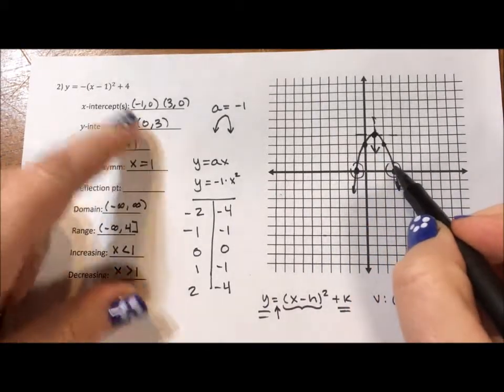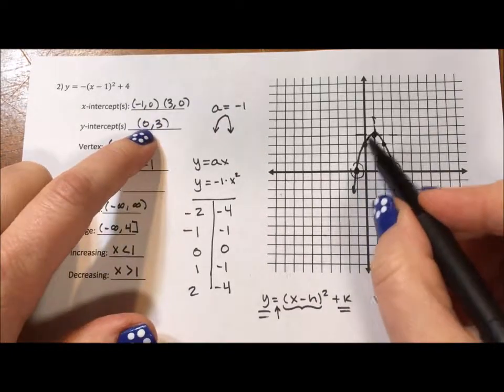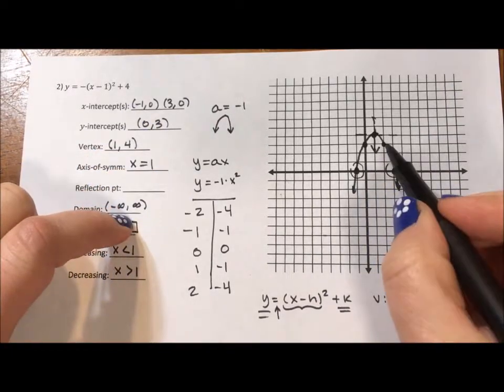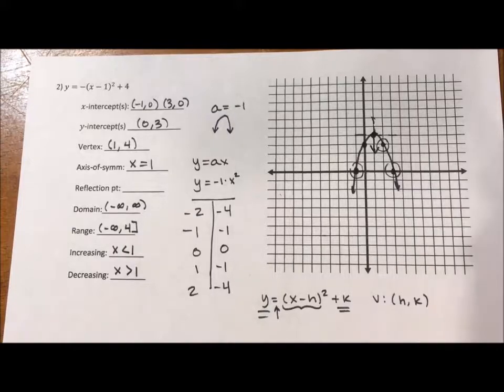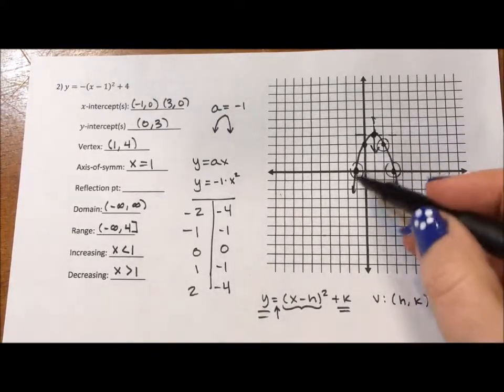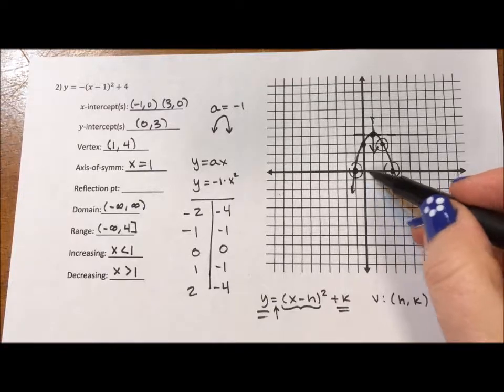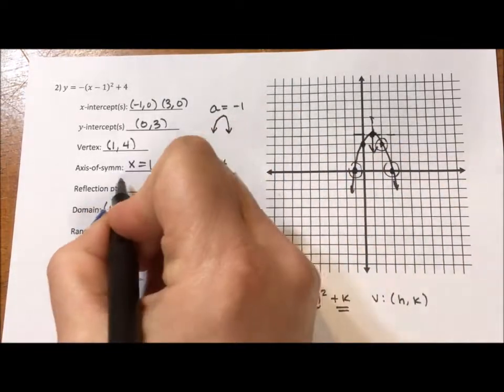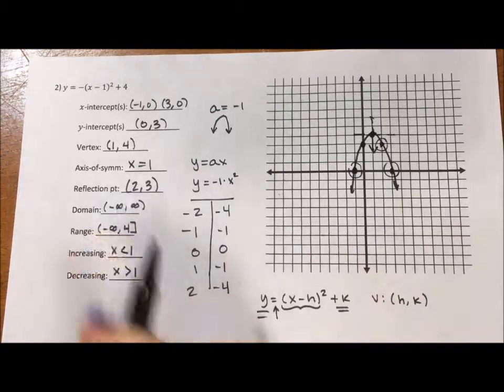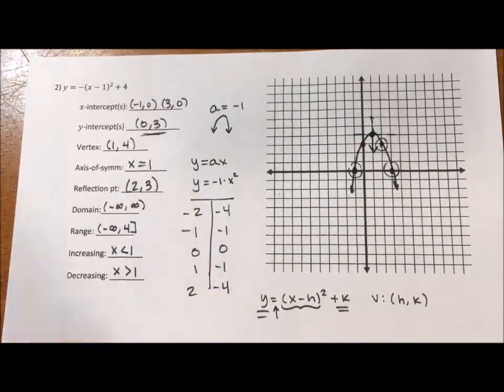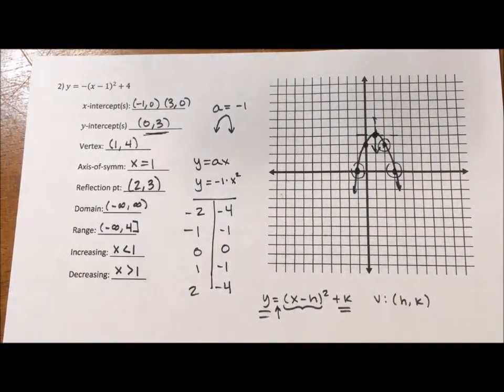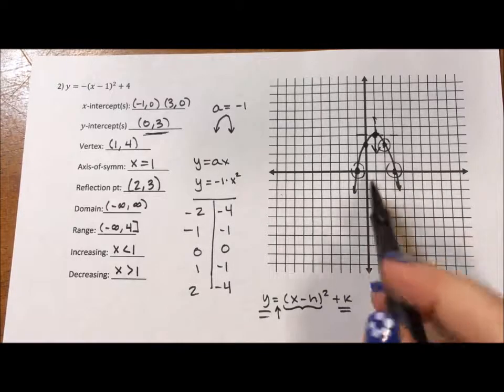We've acknowledged the negative 1, 0, the 0, 3, the vertex, and the 3, 0. This point is our reflection point. It's a reflection of the fifth point, so we have a 5-point graph. That's going to be 1, 2, 3. Usually we reflect the y-intercept, so the output should be the same as the y-intercept, just crossing the axis of symmetry.